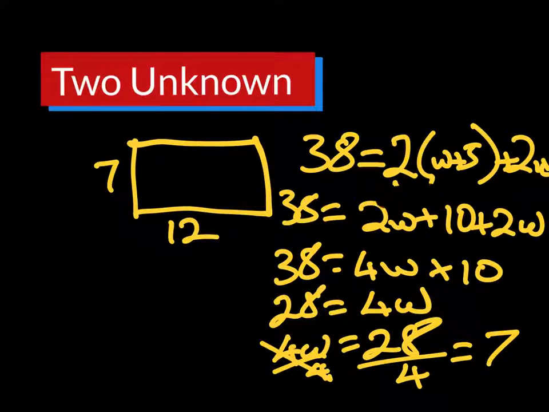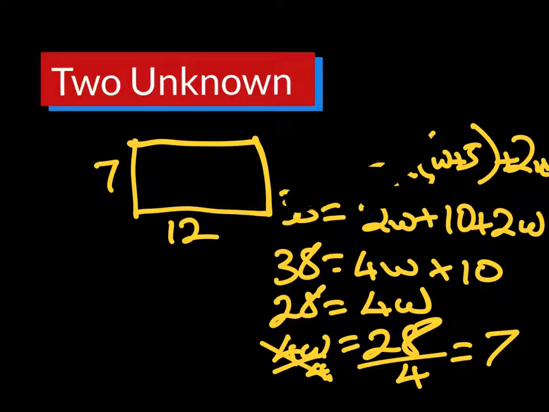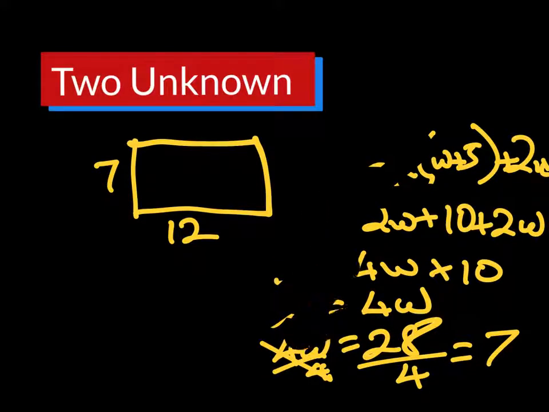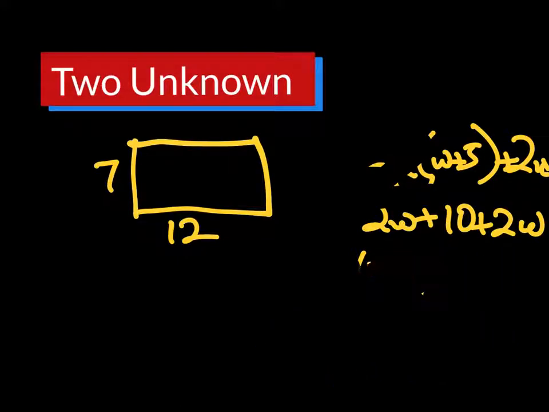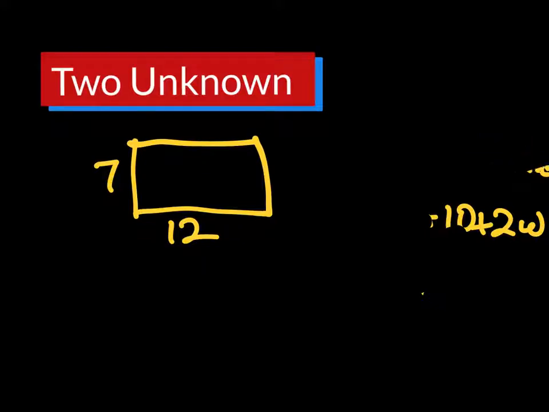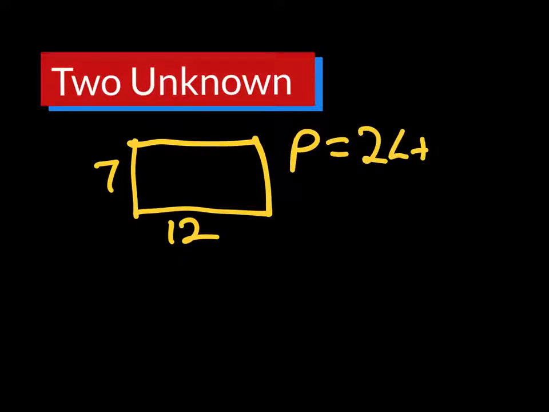Now finally, it's time to check the answers by substituting them into the original equation. So let's use the original formula for finding perimeter. We know that perimeter is equal to 2 times the length plus 2 times the width. The perimeter we know was 38.